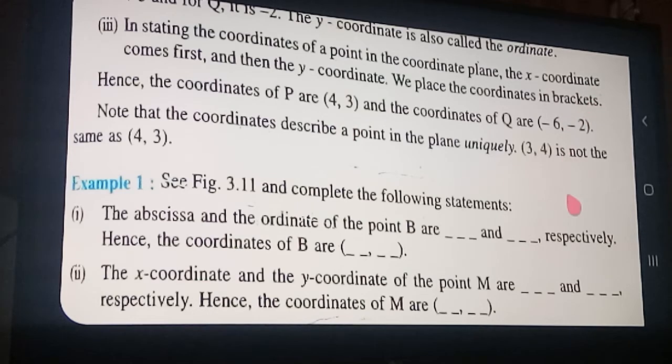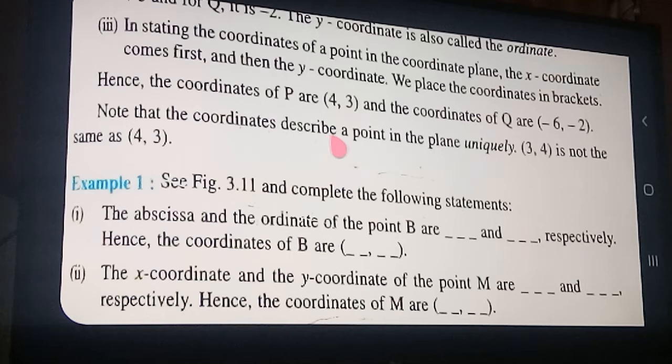Okay. And here also, the coordinates of Q are written as an ordered pair. This simple bracket you already know, and this bracket we call an ordered pair. It is (-6, -2). Okay. So here again, as the teacher already said, it is already written in the textbook.